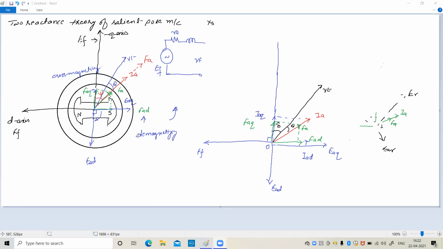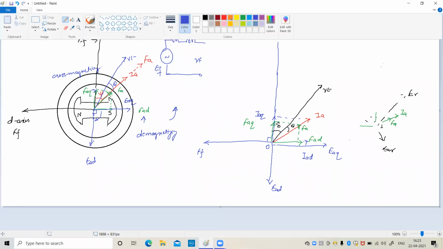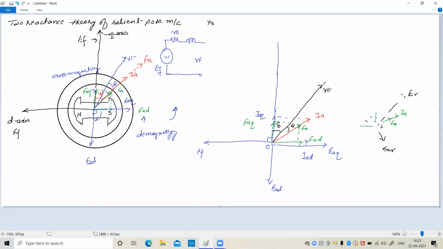So here there are two currents, ID and IQ. Therefore the resistance drop also has two components, one along the direct axis. I am drawing the drop in a different color. So this is one, IDRA, and this is IQRA. A resistive drop is always in phase with the current. So IDRA, IQRA.